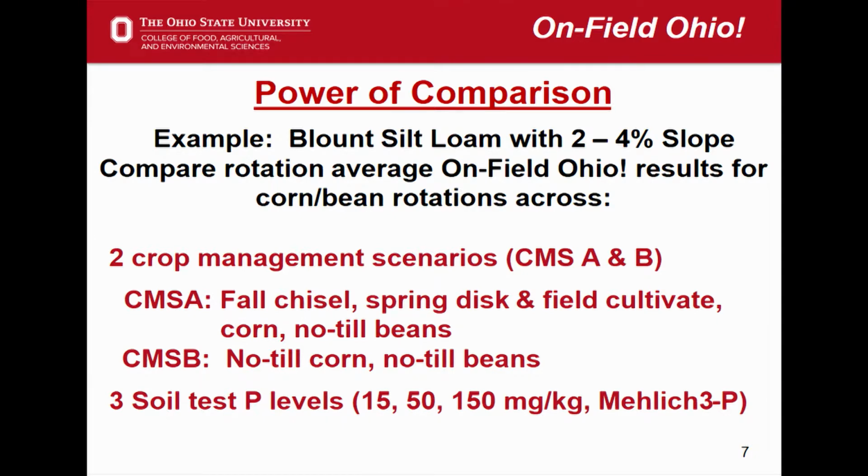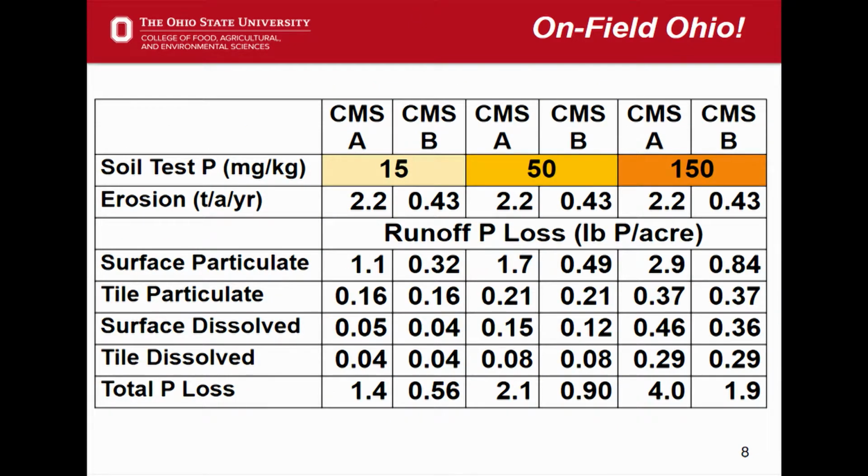We look at a typical rotational tillage in Ohio, where there's a chisel in the fall before corn. We also compare that to all no-till corn and beans. We look at 3 soil test levels: 15, 50, and 150. So these are the results. This is what the tool would tell the farmer.